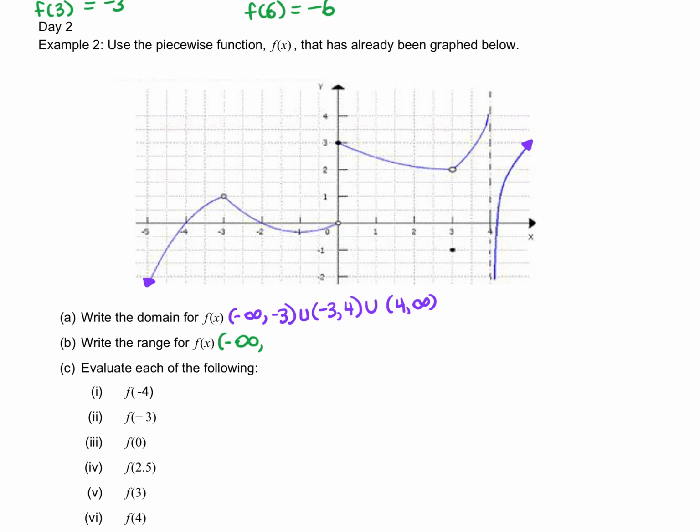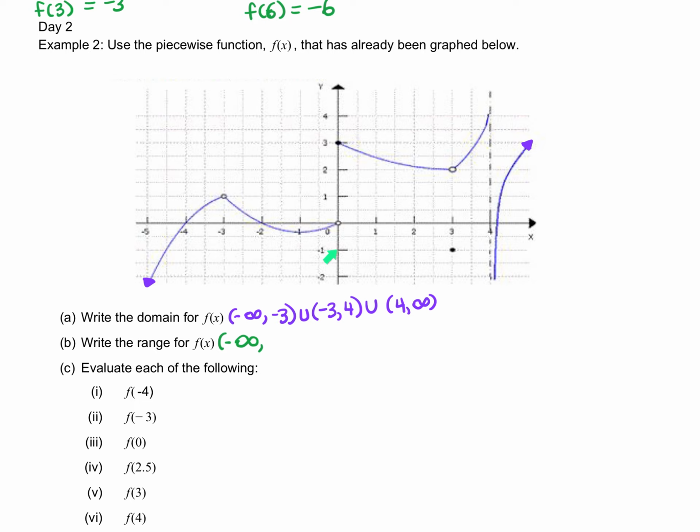Now, I see there's a couple of holes on the function here. So this has a y value of 0. Before we jump and say we can't use a y value of 0, is there any other place on the graph that does have a y value of 0? And I see plenty. I see at least 3 other places. So I don't need to take 0 out of my range.